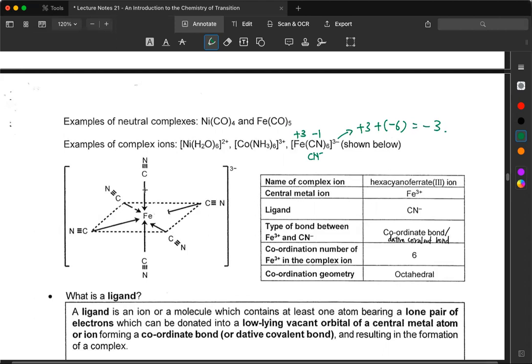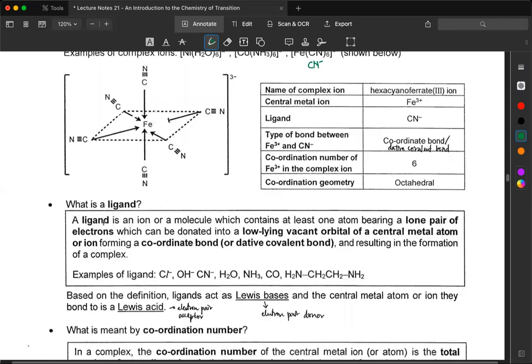And make sure that when you show the dative bond, it's pointing towards the iron because the iron has low-lying vacant 3d orbitals to accept electrons from the cyanide. And make sure you show the 3D shape, like 4 cyanide on the plane, 1 on top, 1 below, at least. So the coordinate geometry is octahedral. Ligand is an ion or molecule which contains at least 1 atom bearing a lone pair of electrons, which can be donated to a low-lying vacant orbital, in this case the 3d orbitals, of the central metal atom or ion, forming a coordinate or dative covalent bond. So that will form the complex.